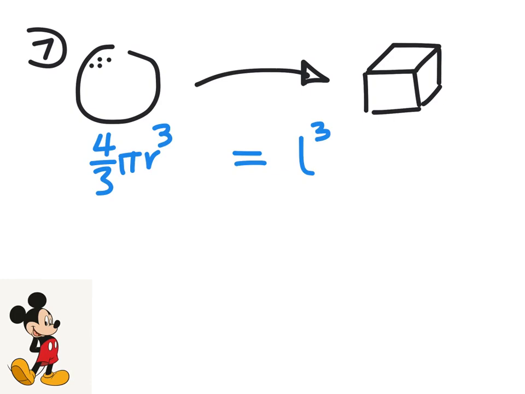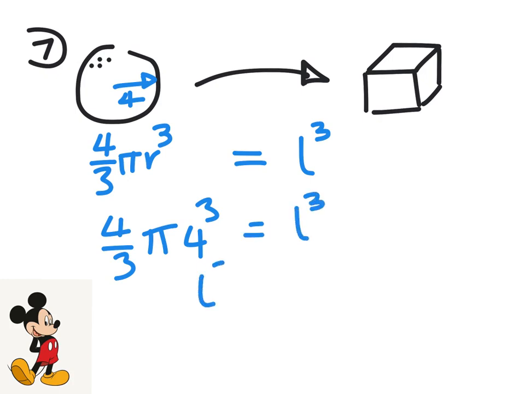Okay, what information do we know? Well, the question tells us that the radius of the sphere, the radius here, is 4 centimetres. So I can put that number into this formula, and that's got to equal L cubed.